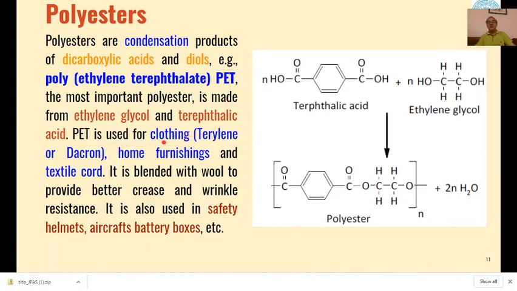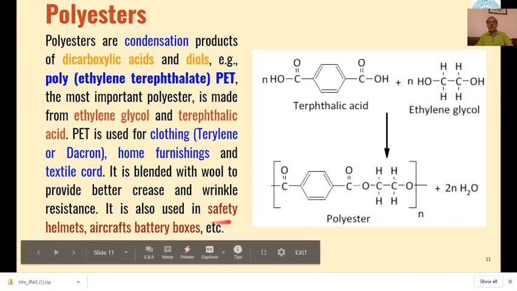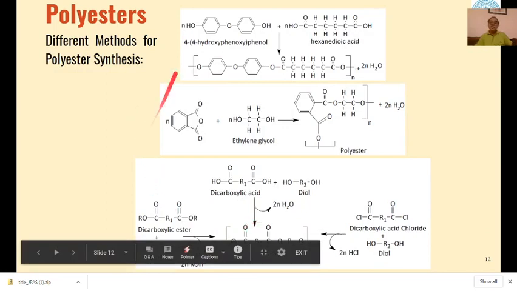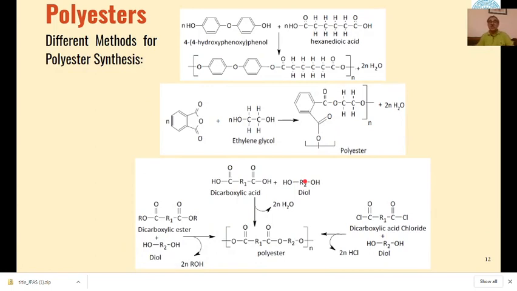And PET is used for clothing. We say terylene and dacron fibers, they are polyesters. Then home furnishing and textile cord, they are made from it. This is also used in manufacture of safety helmets, aircraft battery boxes. Then anti-greasing and wrinkle resistant clothes, they are also made of polyesters. Then these are some of the common methods by which polyesters are made.